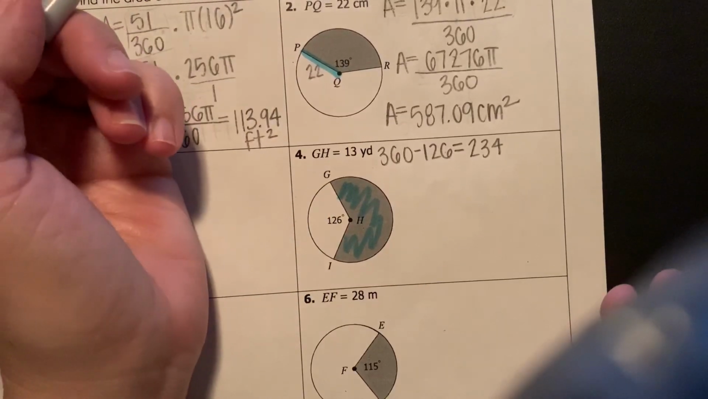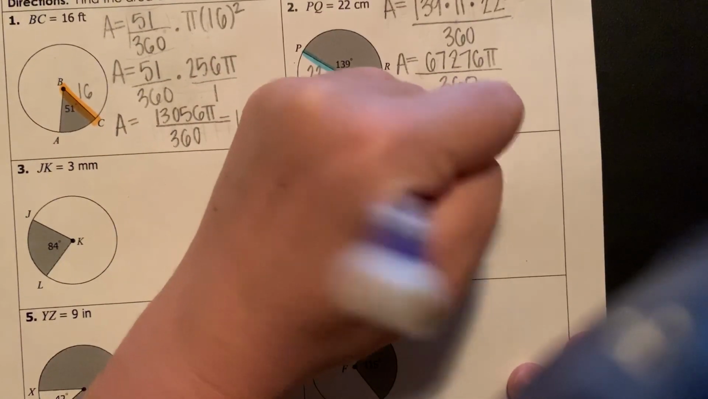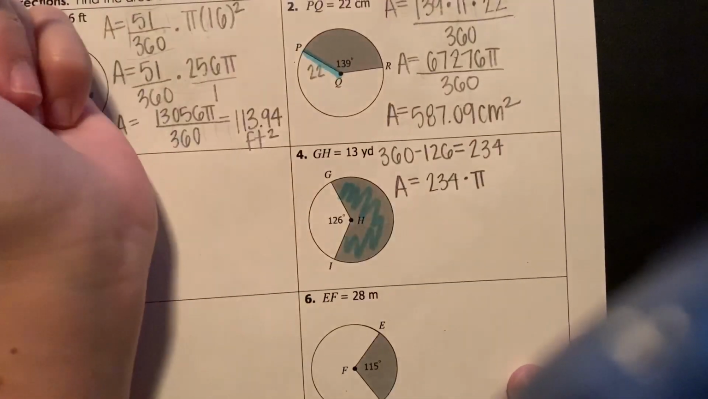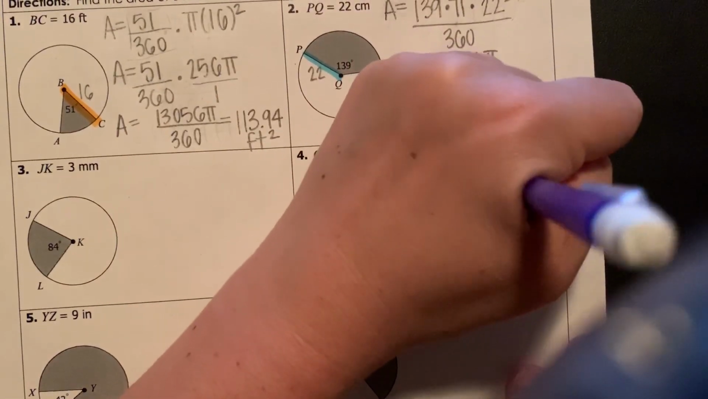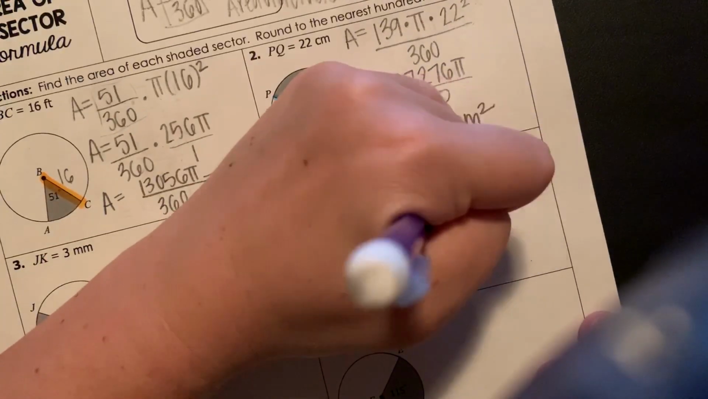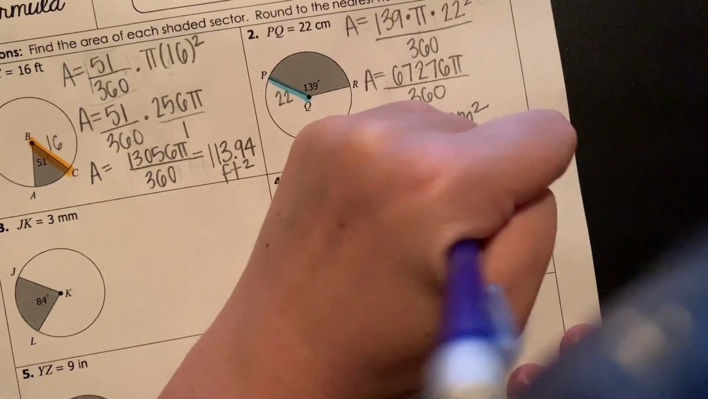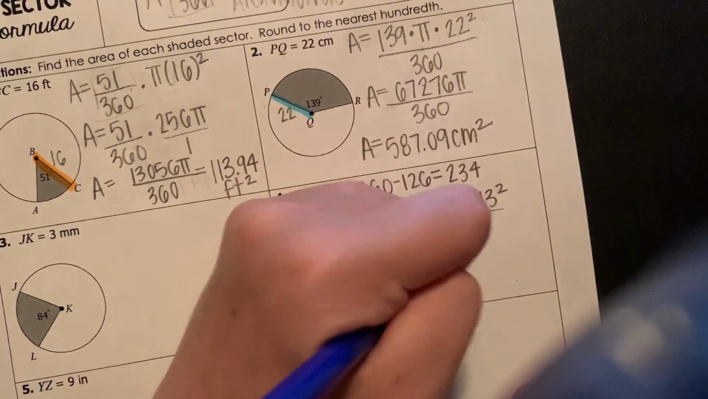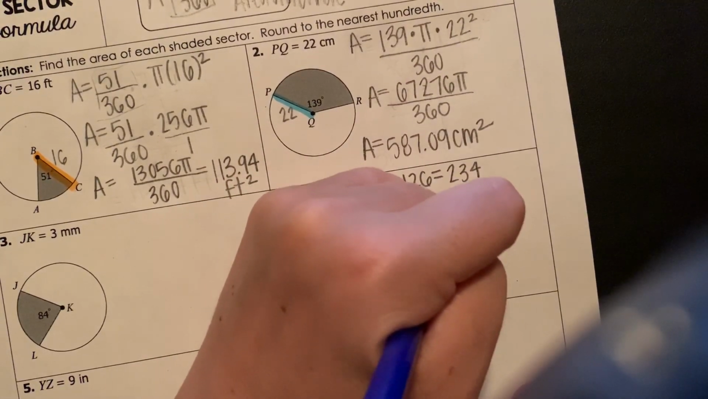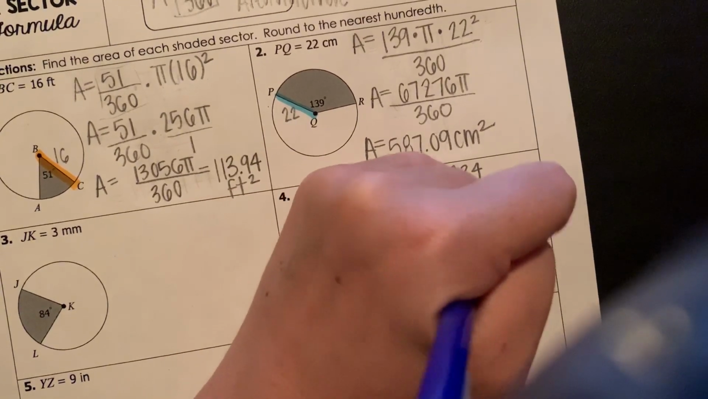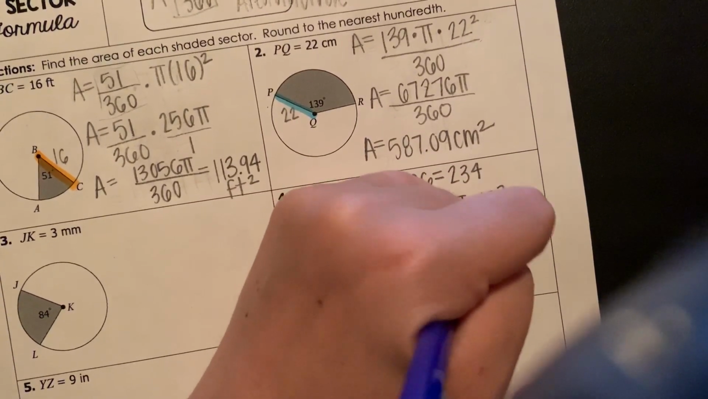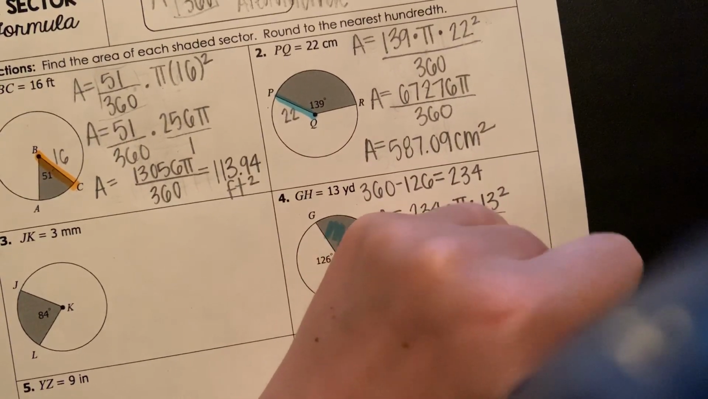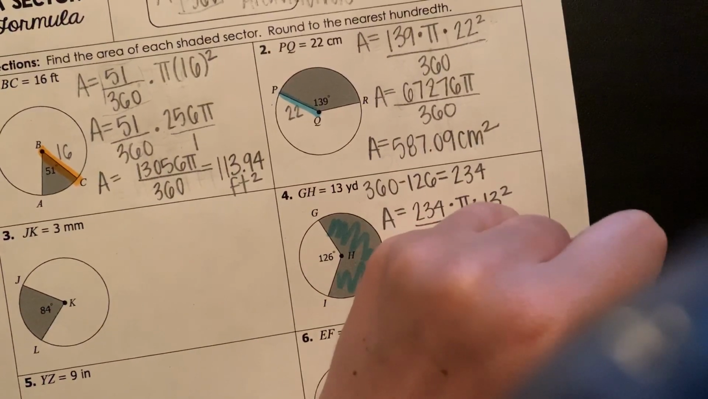So now I'm just going to plug that into my formula. So I get A equals 234. I'm going to multiply that by pi times 13 squared. All of that I'm going to put over 360. Okay, so then I multiply that out. I'm going to end up getting 39,546 pi divided by 360. So my answer comes out to 345.1 yards squared.